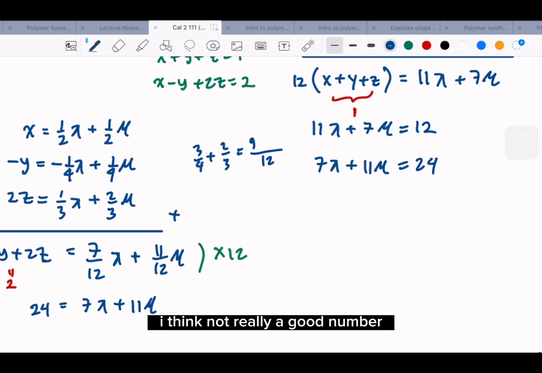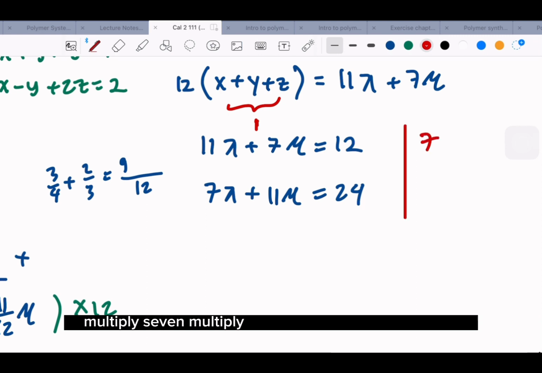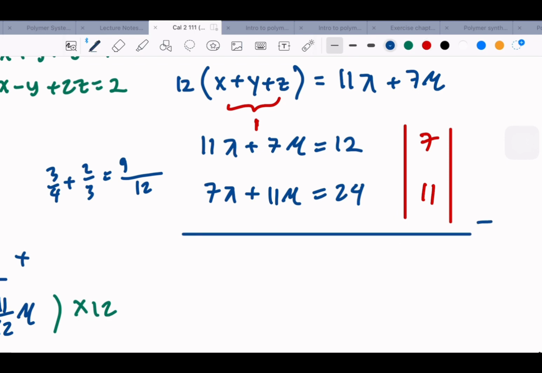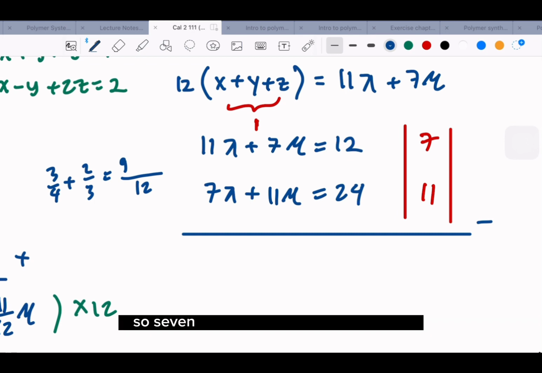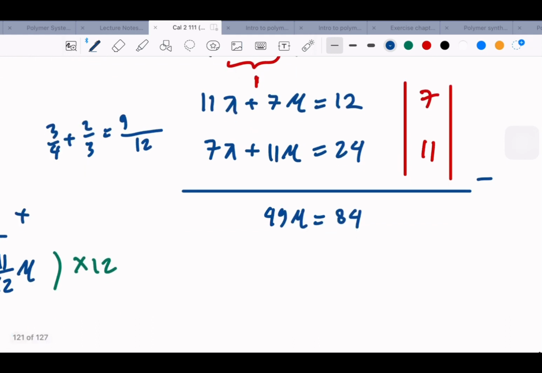I think it's not really a good number, but we can try to solve, and multiply by 7, multiply by 11, right? Solving for mu, and then minus. Okay. So 7 times 7 is 49. So 11 times 7 is 77. So 49 mu. This is 84. Okay, it's 121.